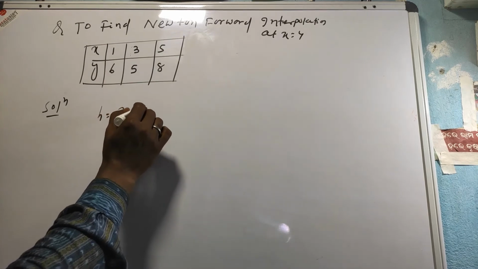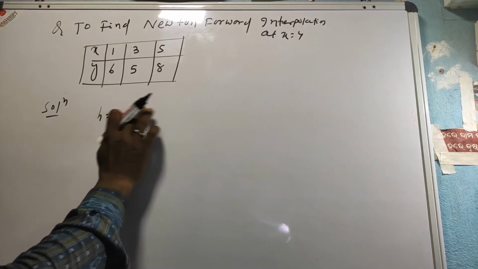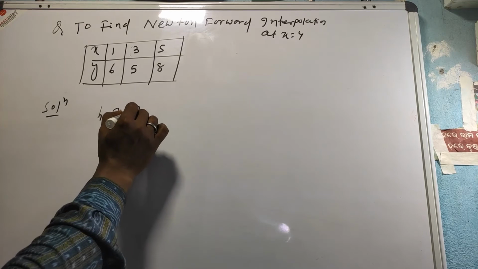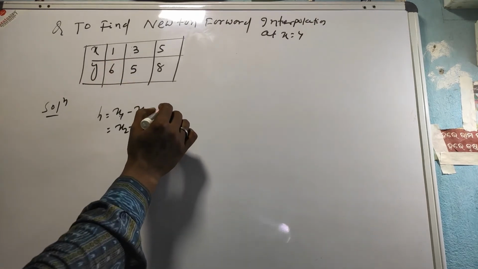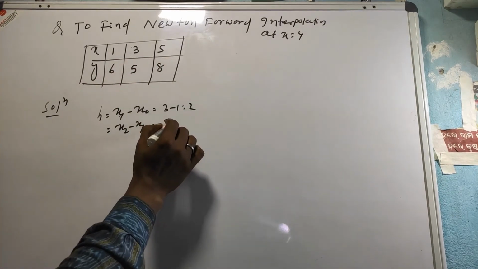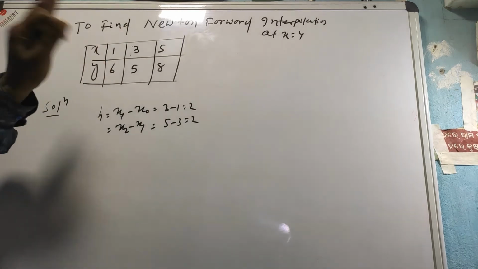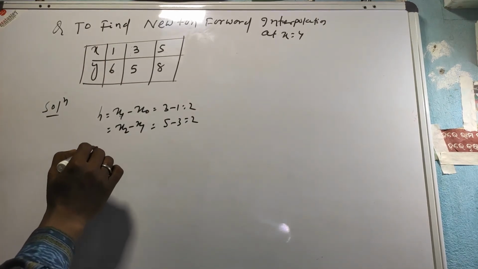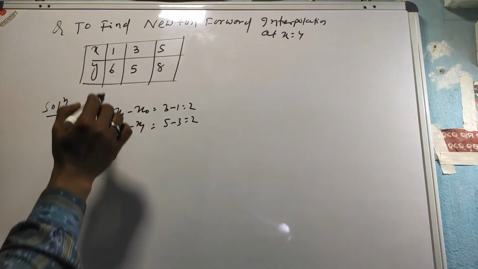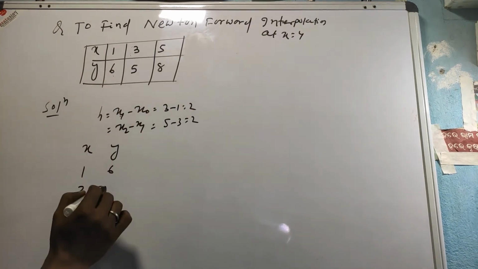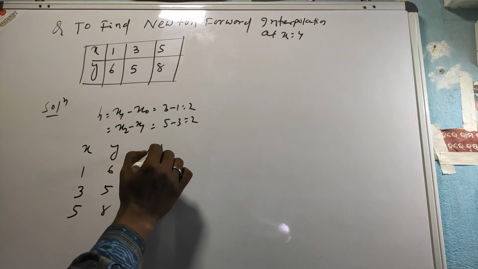So we can write the formula: x2 minus x1 is equal to x1 minus x0. What is the x1 value? 3 minus 1 is 2, and 5 minus 3 is 2, the same value. So you can see that Newton forward interpolation will apply. Okay, so we create a table: x values 1, 3, 5, and the corresponding y values 5, 6, 8. First of all we start with del y0.